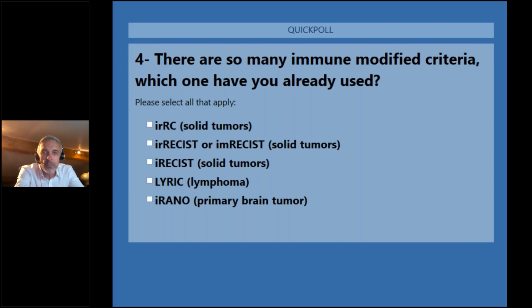We now have the fourth and last question. There is no right or wrong answer for this question. It's just to help us better understand what you have done yourself. There are so many immune modified criteria. Which one, please tell us, have you already used? Have you worked already with the criteria IRRC, IR-resist or iM-resist, I-resist, LYRIC, or iRANO?